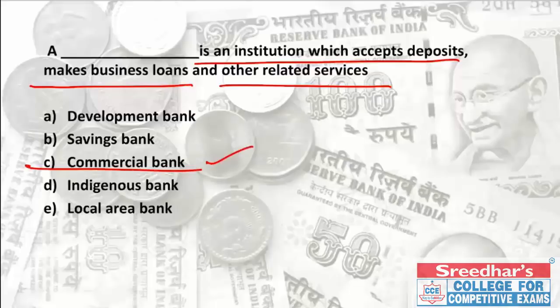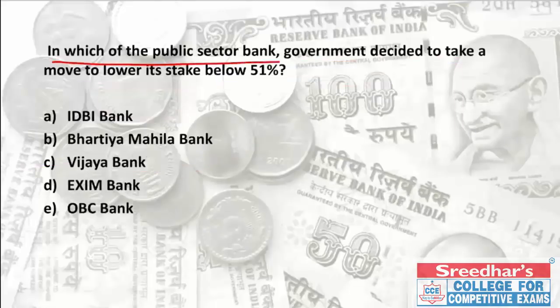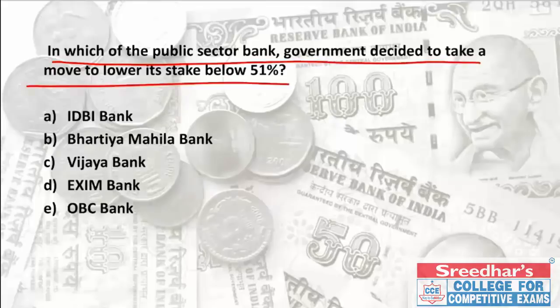Commercial bank. In which of the public sector banks did the government decide to take a move to lower its stake below 51% recently? IDBI Bank. So in the IDBI Bank, the government decided to lower its stake below 51%. So earlier it had a share above 51%, and now it decreased to less than 51%.